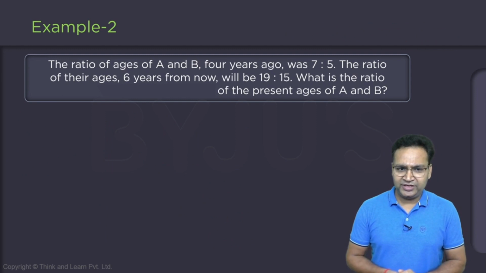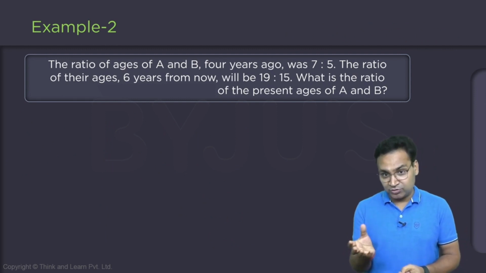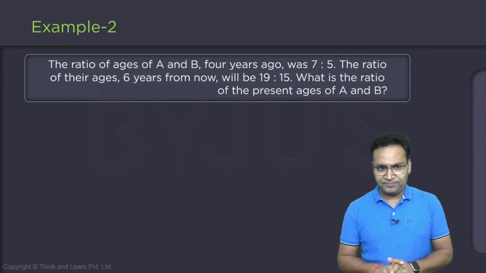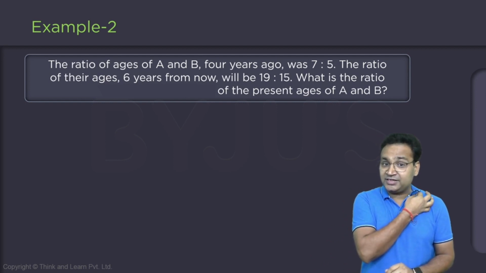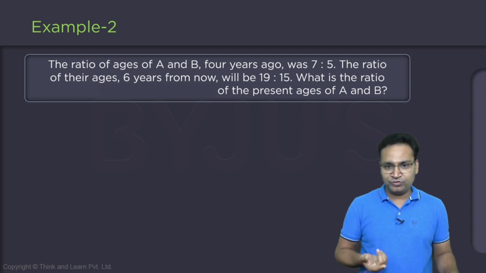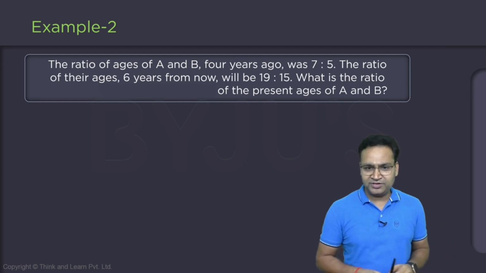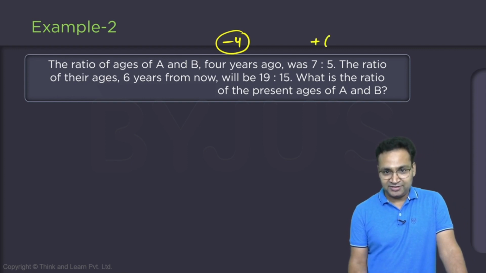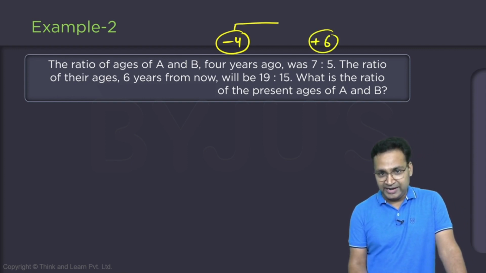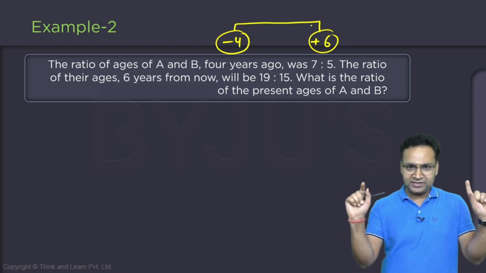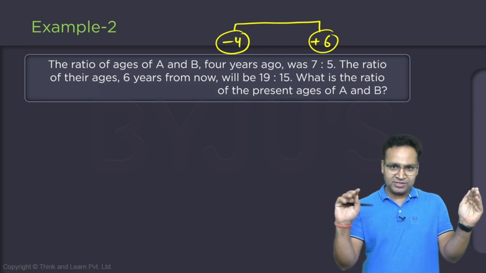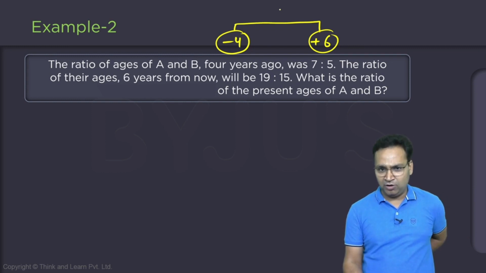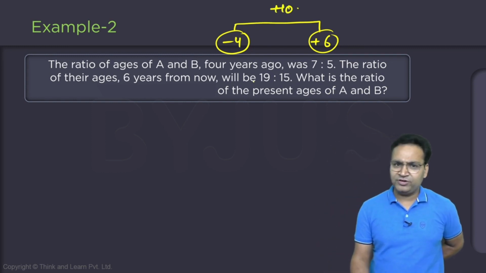The ratio of the ages of A and B 4 years ago was 7:5. The ratio of the ages 6 years from now is 19:15. What is the ratio of the present ages of A and B? First of all, one scenario is 4 years ago. Another scenario is 6 years from now. What is the time difference? One is 4 years ago, another is 6 years from now. The time difference is 10 years, right?